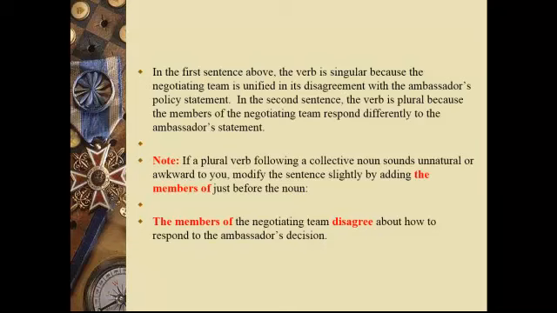Note well, if a plural verb following a collective noun sounds unnatural or awkward to you, modify the sentence slightly by adding the members of just before the noun. For example, the members of the negotiating team disagree about how to respond to the ambassador's decision.